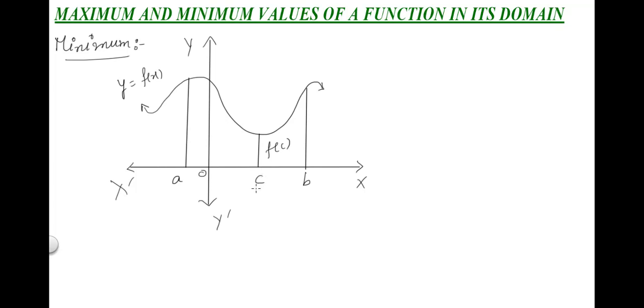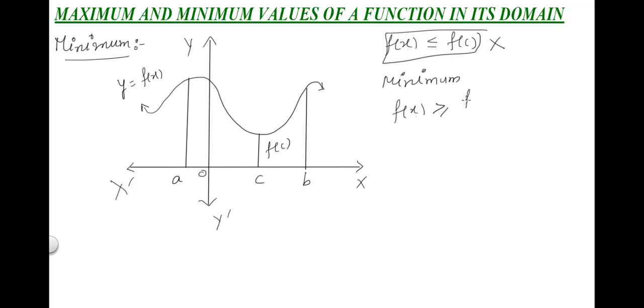Now we can understand maxima and minima with an example. Before that, in maximum I wrote f of x will be less than or equal to f of c, but in case of minimum what we will have? We have to reverse it. We will write f of x will be greater than or equal to f of c in case of minimum, right? This is the condition for maximum.